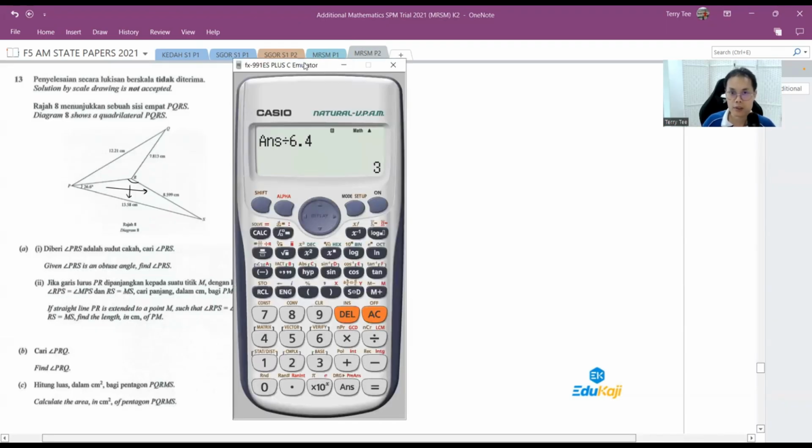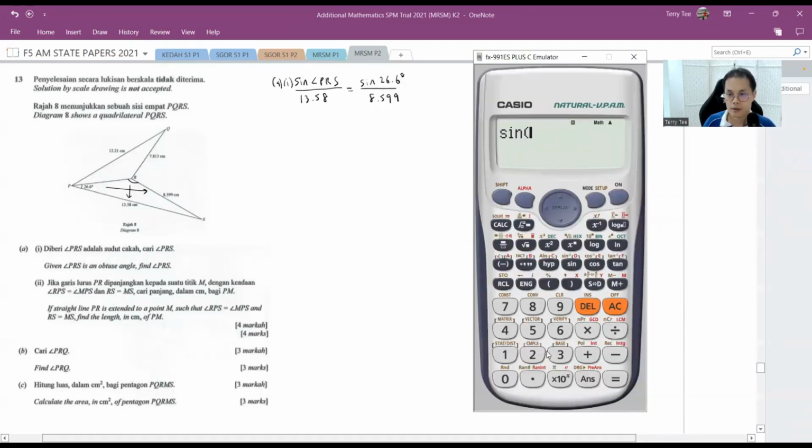Now use your calculator. I'm going to type in sine 26.6. Make sure your calculator is in degree mode, because sometimes when you do circular measure you use radian and forget to change it back. Divide by 8.599, then multiply by 13.58. And I got 0.7071. Now shift sine, answer, equals, and you should get 45.